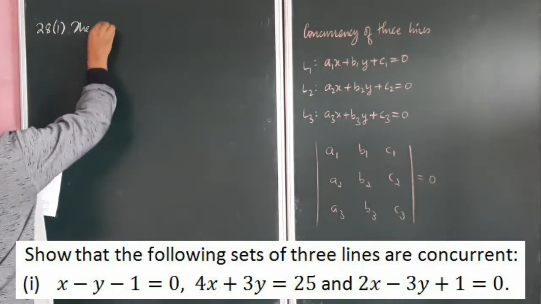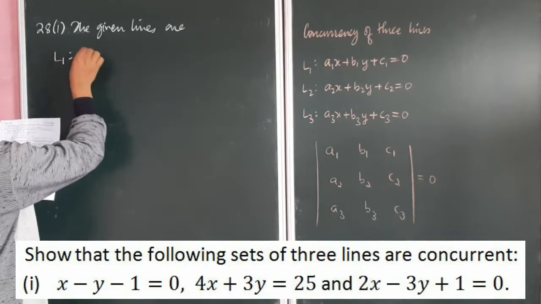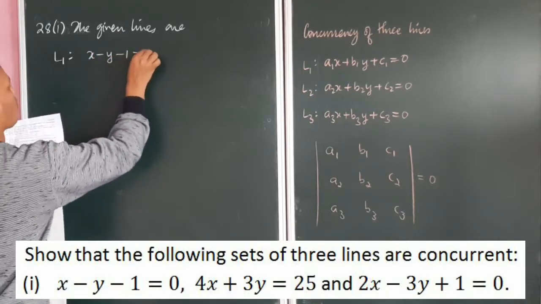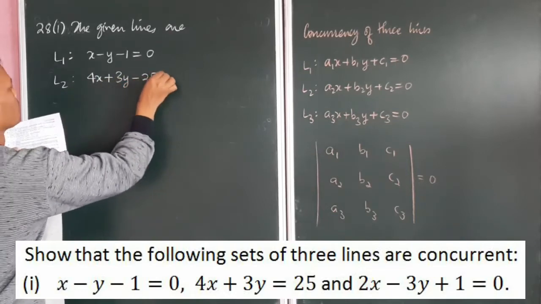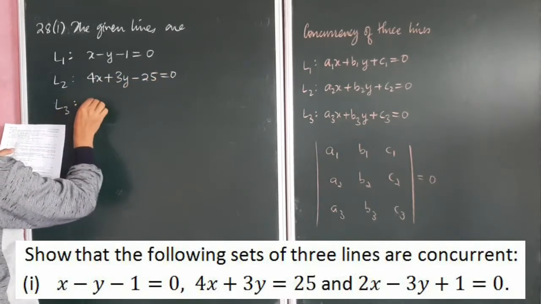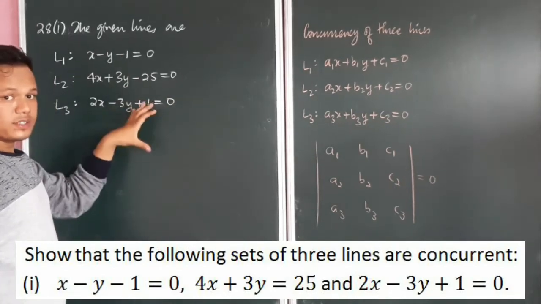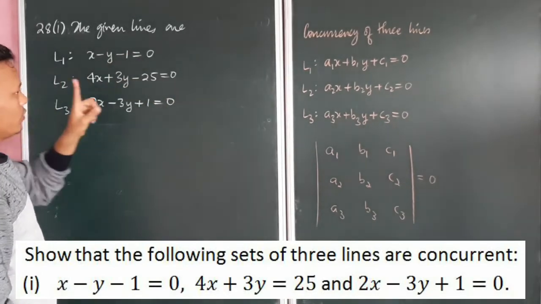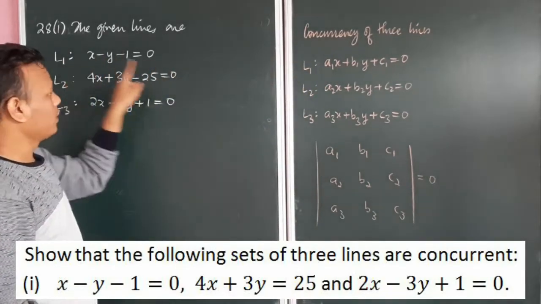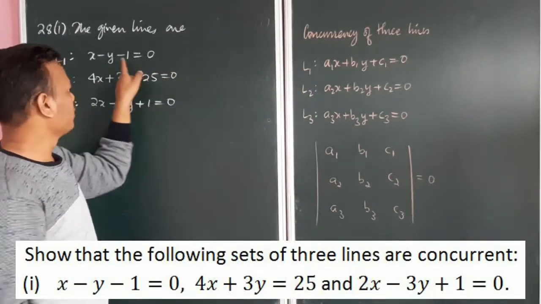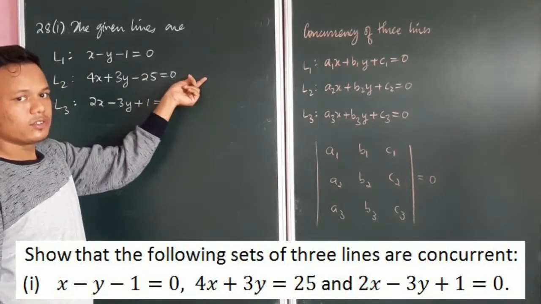So the given lines are, okay, these are the 3 lines given to you. If you compare this with this, what is the value of a1? a1 will be 1, b1 will be -1, c1 will be -1. See, this 25 was written out here, but I have to write this in general form.